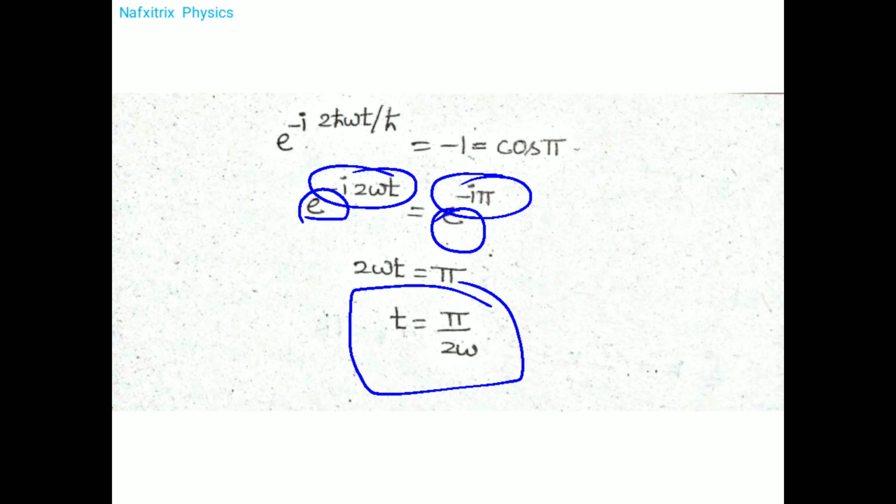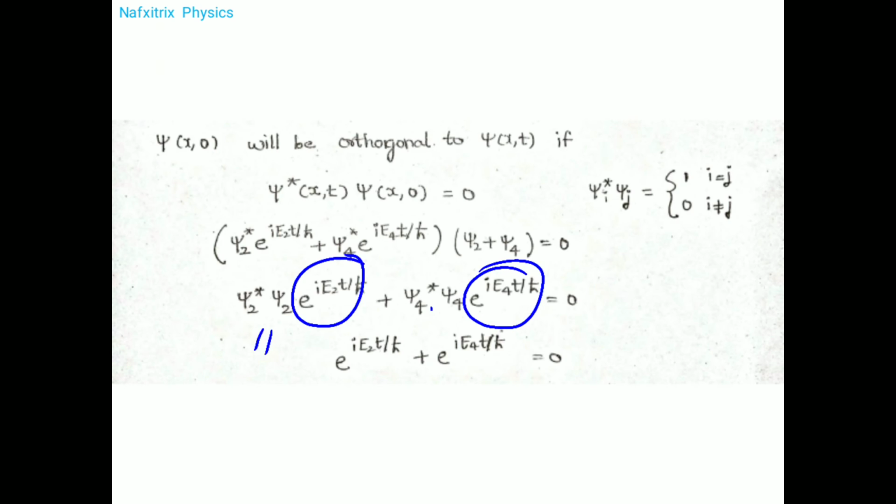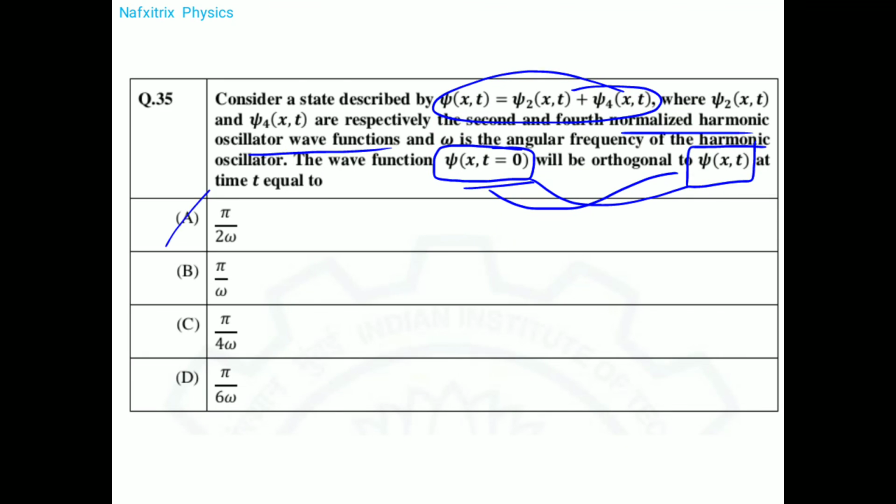After this time, ψ(x, 0) would be orthogonal to ψ(x, π/2ω), that is, t is π by 2ω. So this is the problem. π by 2ω is the answer. The correct answer for this question is π by 2ω. After this time it would be orthogonal. So this is the problem. Thank you.